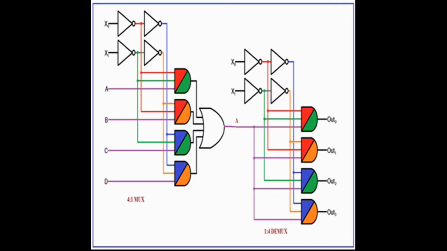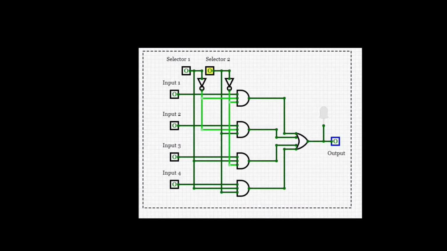Hello viewers, today we are going to demonstrate the construction of a 4:1 channel multiplexer and a 1:4 channel demultiplexer using basic digital gates. In case of a multiplexer, we can select any one out of 4 channels by using two selector inputs. When the two selector inputs are at logic low state, then input 1 will be selected and the output will only change if we change the logic state of this input.